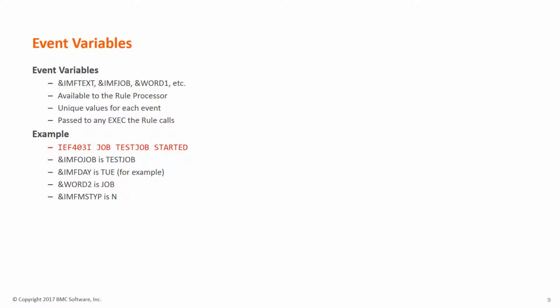Now, here's an example of an event. We have a message IEF403I, job TESTJOB started. Some of the variables that would be set from this are IMFO job, which would be set to TESTJOB because that's the origin of the message. IMFDAY happens to be Tuesday, but you can't really tell that in the message, so just trust me that this happened on Tuesday. Word 2 is JOB, and you can see that's the second word separated by blanks. And then the IMFMSTYPE, the message type, is N.